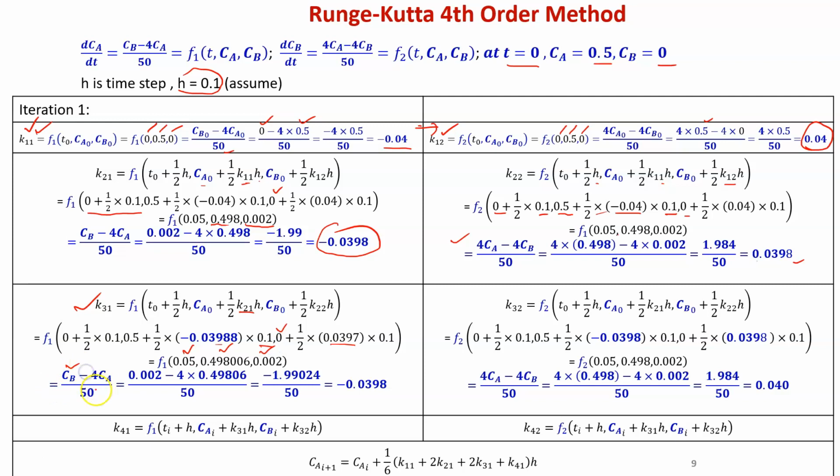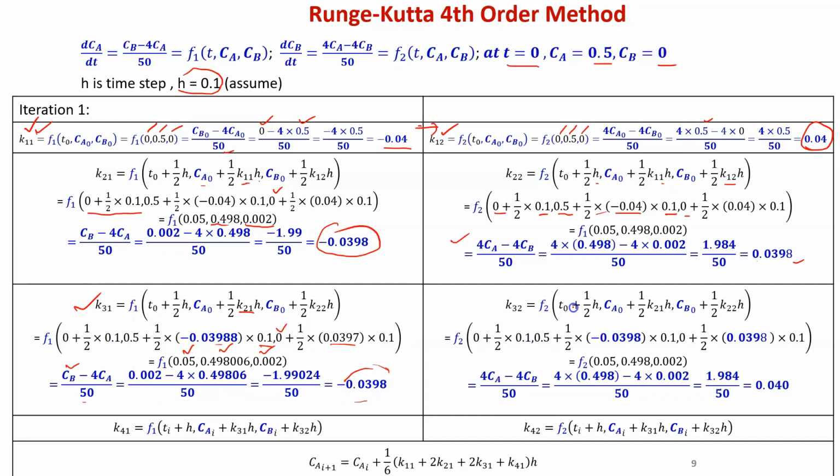So ultimately F1 will be F1 of 0.05, T, CA0 and CB0, and we know the equation: 4CA minus 4CB by 50. If we plug in that value, 0.002 minus 4 into 0.49806 by 50, ultimately we will get minus 0.0398. So that is the value of K31.